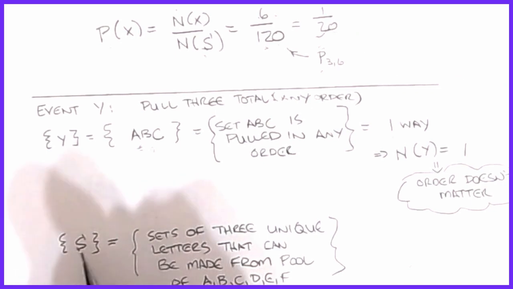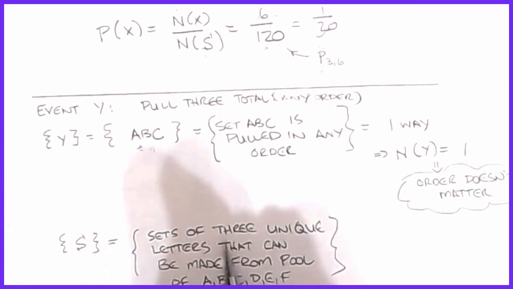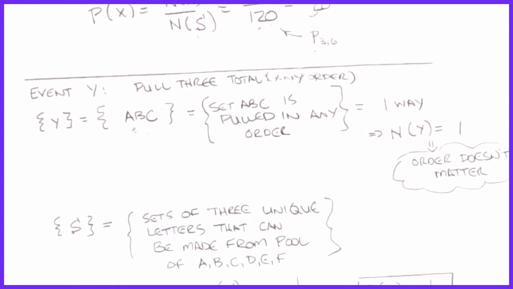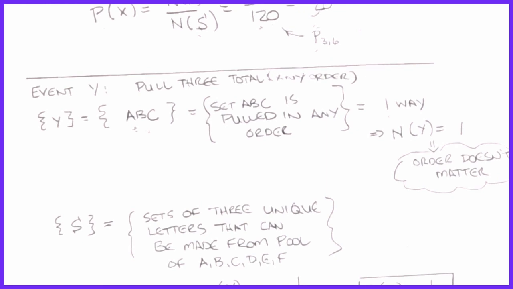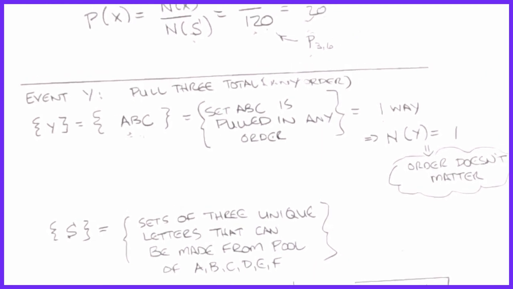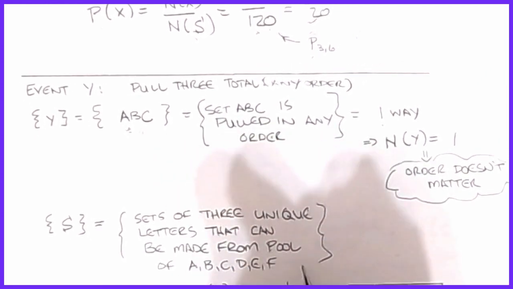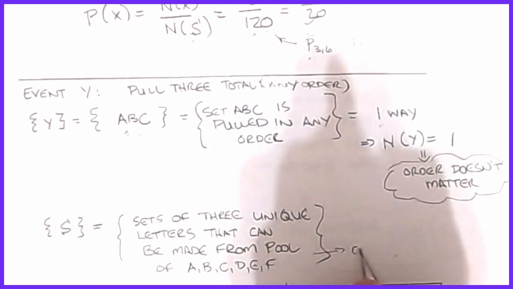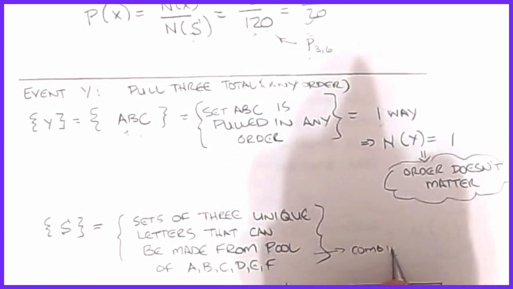Okay, the sample space S then, just like before, is the sets of 3 unique letters that can be made from the pool of A, B, C, D, E, F. But now this time, because we can say that order doesn't matter, this implies that we're talking about a combination.